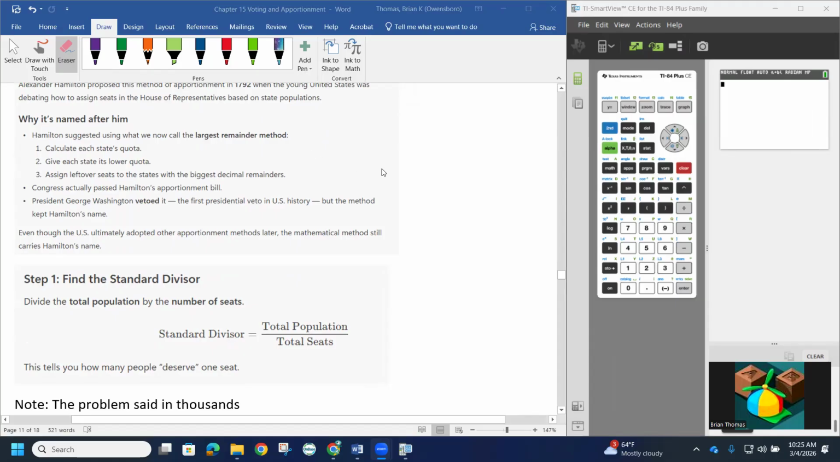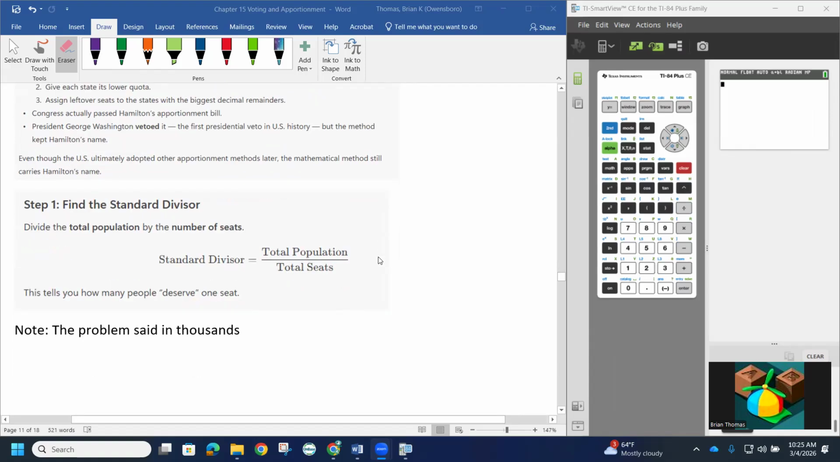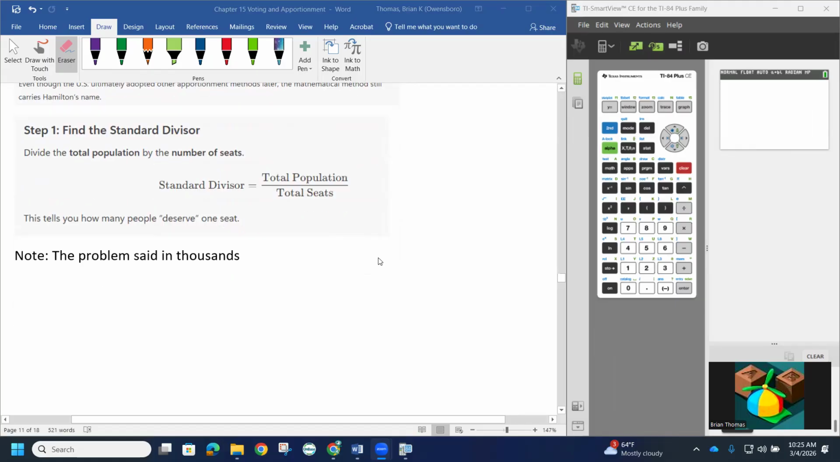As we move through the Hamilton method, feel free to pause this video if you want to read a few more things about Alexander Hamilton. Our method these days is a little bit different than what he proposed, but it's still called the Hamilton method. But here's the Hamilton method in its original form.